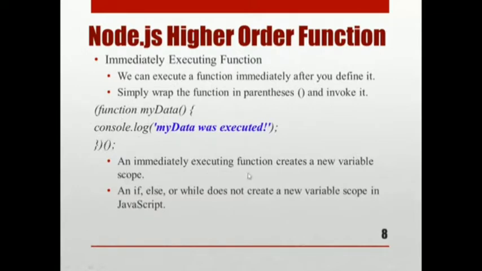Here you can see an immediately executing function creates a new variable scope. We are going to execute that function immediately after declaring or creating it. We are directly executing or calling this function. So an immediately executing function creates a new variable scope. And if, else or while does not create a new variable scope in JavaScript. Remember this: an if statement, else, or while loop does not create a new variable scope in JavaScript. So that covers how to declare or create a higher order function, what it is, and how to call it. An immediately executing function, that is the higher order function.